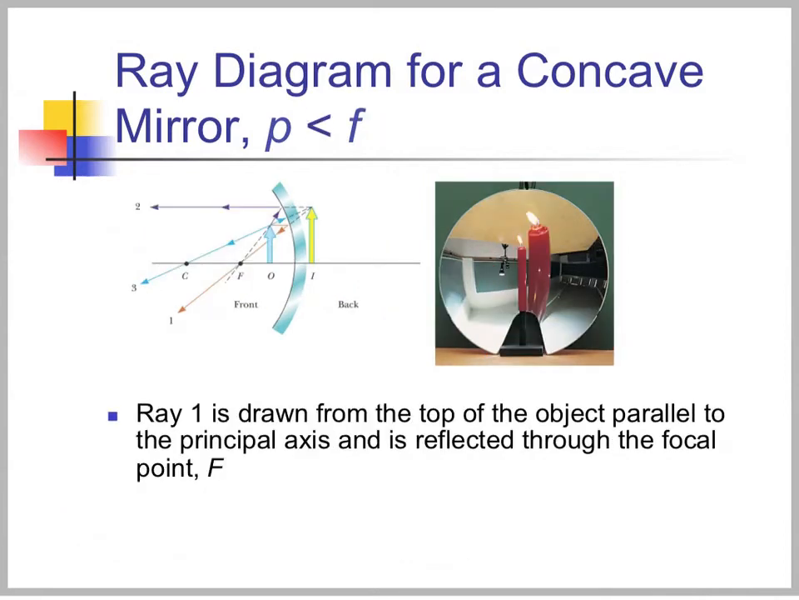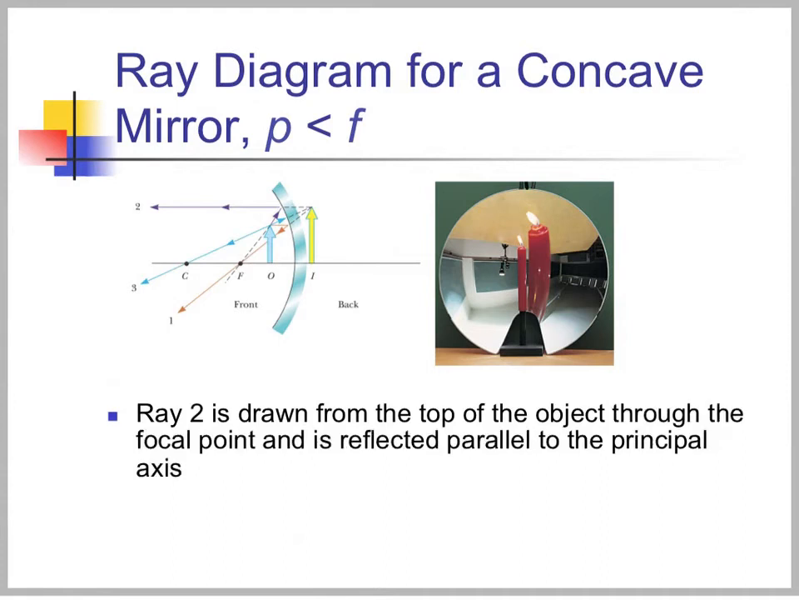Now I can also have a concave mirror where the object is between the focal point and the mirror, or P is less than F. We do the same thing. In this case, ray 1 is drawn from the top of the object and is reflected through the focal point.